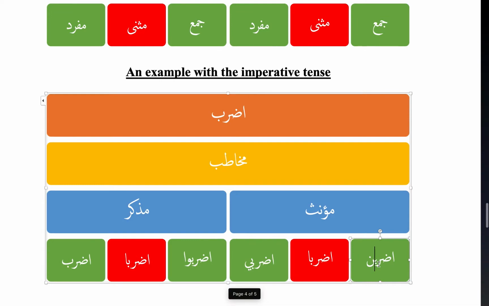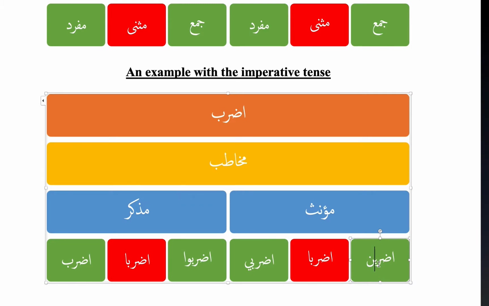Let's take an example. Idrib. The mudhakkar mukhatab for idrib is idrib. The muthanna is idriba. The jam' is idribu. As for the mu'annath, idribi is the mufrad. Idriba, like the mudhakkar mukhatab. And then idribna, that is the mu'annath mukhatab for the jam'. So that is with regards to the imperative tense.